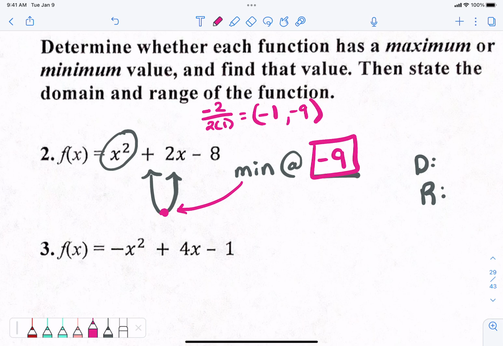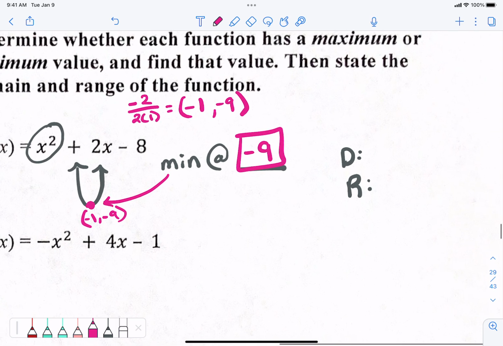Negative 1? Okay. All right, so this guy is at negative 1 comma negative 9. The last thing we have to do is domain and range, right? Domain is left and right, which is all real numbers. Range: he'll go up forever, but he won't go down forever.